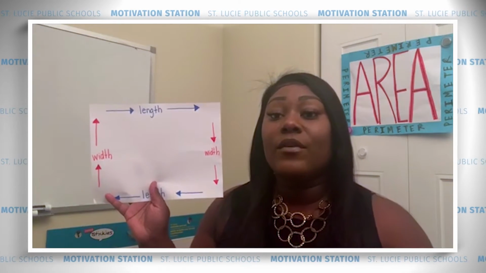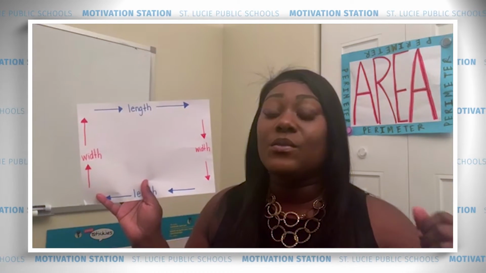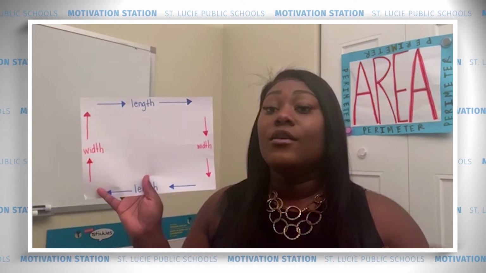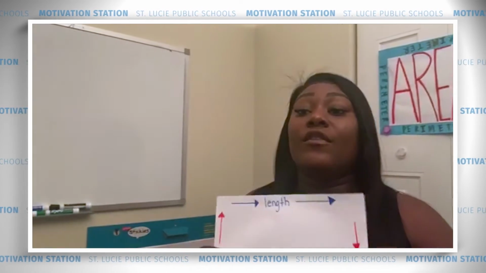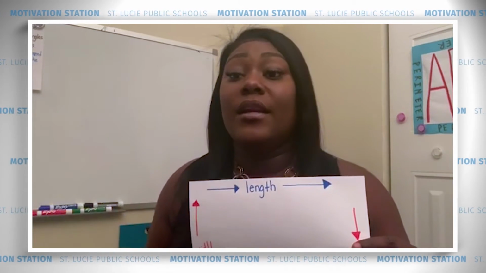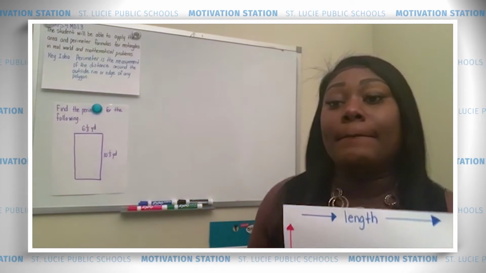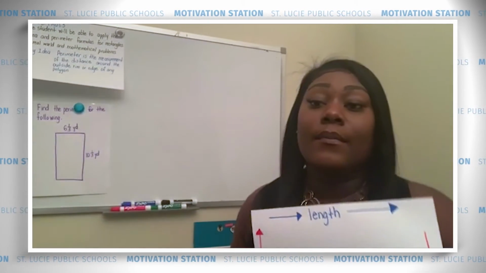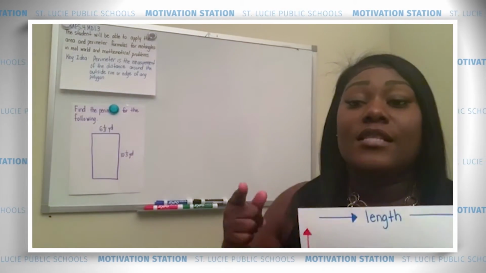I'll give you 5 seconds to get something to write with and something to write on. If you want to go ahead and draw a rectangle and label it, that is perfectly fine. Your 5 seconds begin now. You're going to get your materials to write on and write with. And 5, 4, 3, 2, 1, 0.